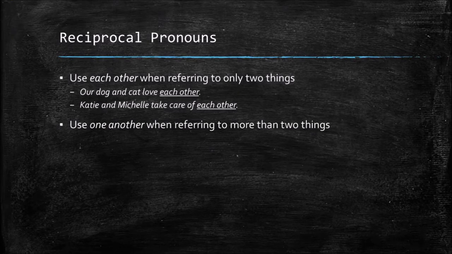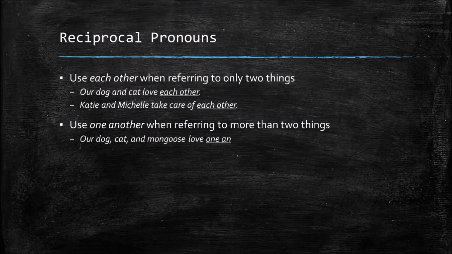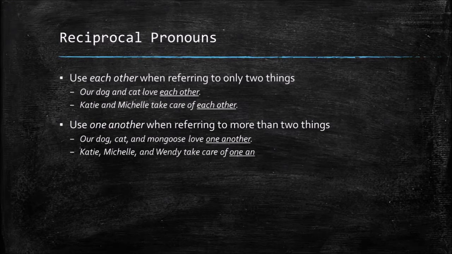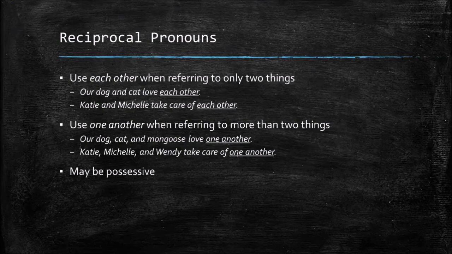Use one another, though, when referring to more than two things. Our dog, cat, and mongoose love one another. Or Katie, Michelle, and Wendy take care of one another. Finally, reciprocal pronouns may be possessive. They may take a possessive form.